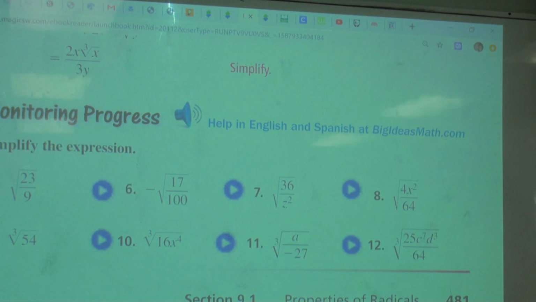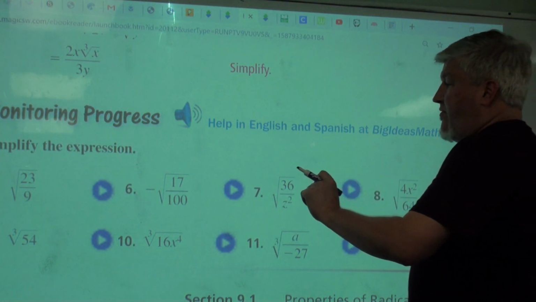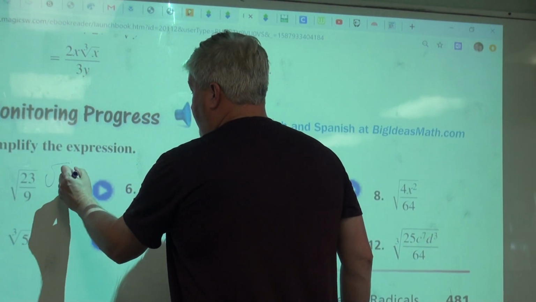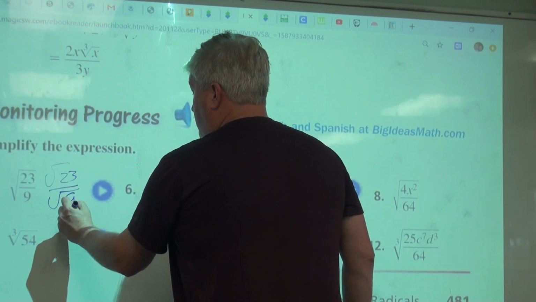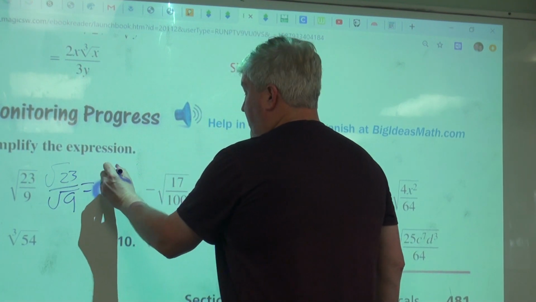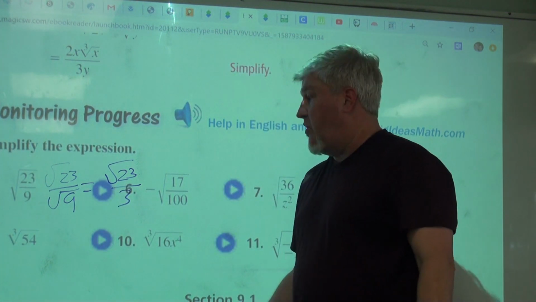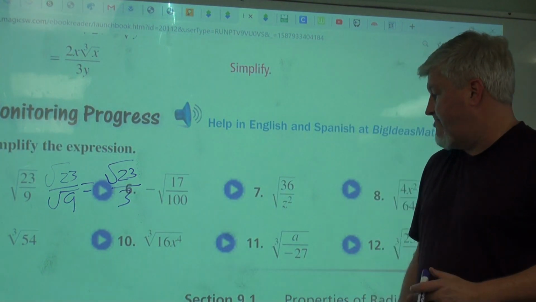All right. Number 5. The square root of 23 over 9. We split to the square root of 23 over the square root of 9. That square root of 23 is a prime number. Nothing we can do with that. But the square root of 9 is 3, of course. So the answer is square root of 23 over 3.